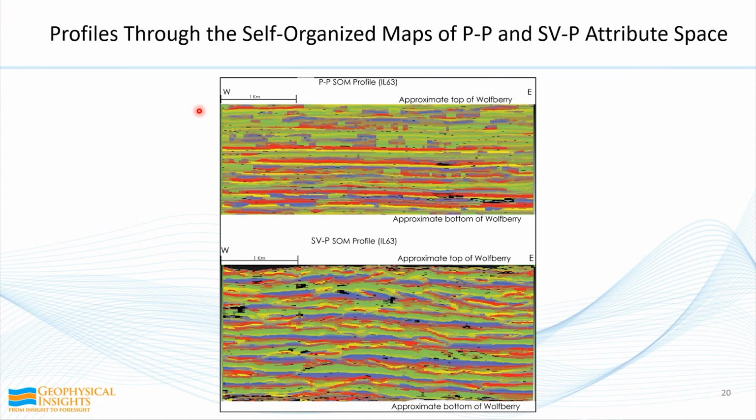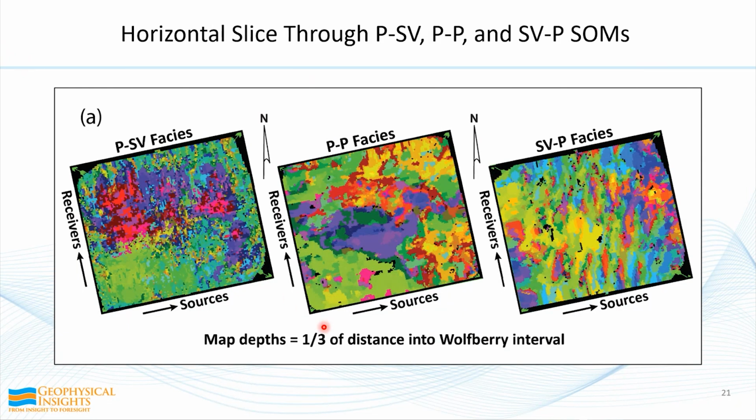We're going to go now and look at horizontal slices through the SOM volumes, and I'm going to take a slice here that's about a third of the way down from the top of the Wolfberry system. Make a horizontal slice that's about halfway down the turbidite system, and then a third one that's about a third of the way from the bottom. Do that for both of these, the direct P and the converted P. And now then, these are the shallower horizontal slices, about 1/3 of a distance into the Wolfberry interval.